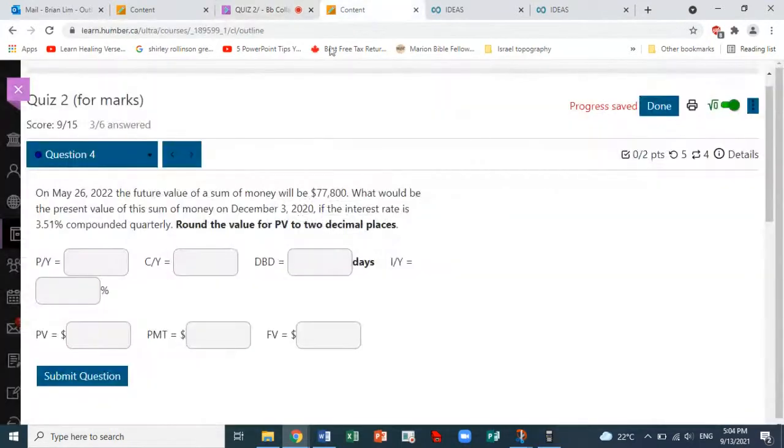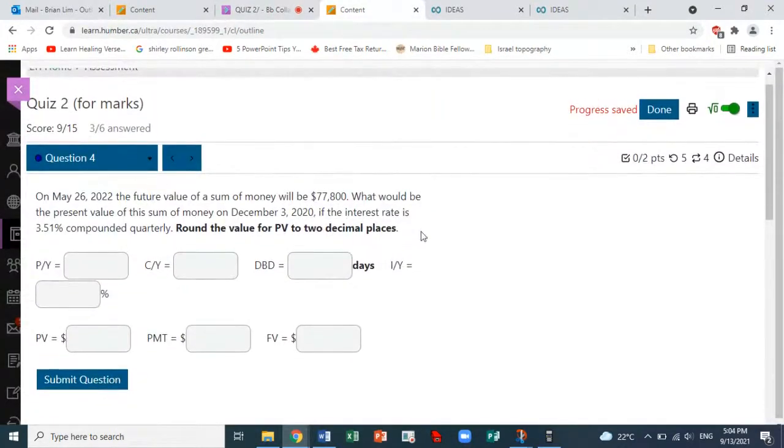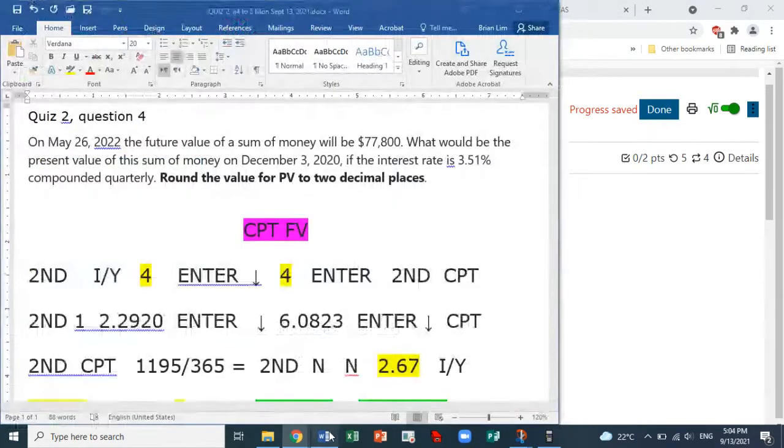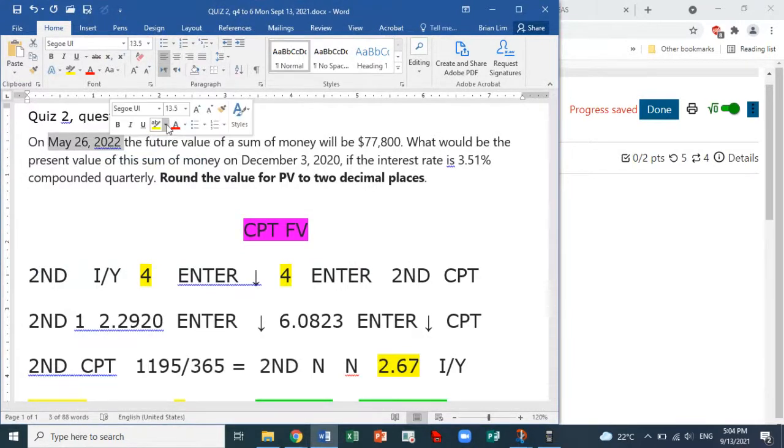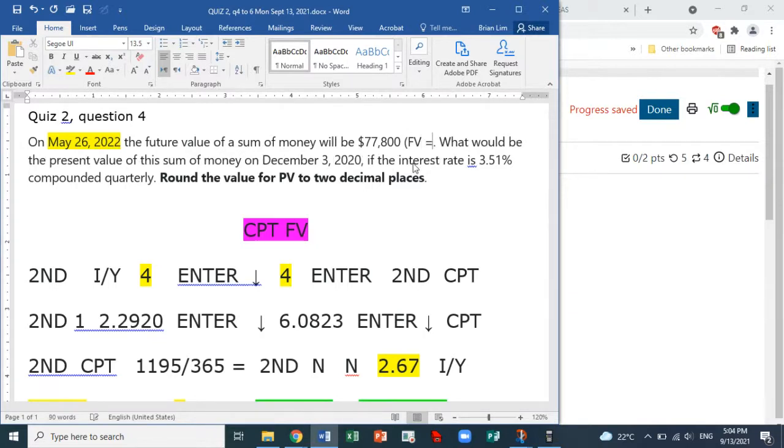Okay, let's start. We are starting on quiz 2, question 4. I've copied this question into the Word document, so let's start. All right, on May 26, 2022, the future value of a sum of money will be 77,800. So this would be the future value, equal to 77800.